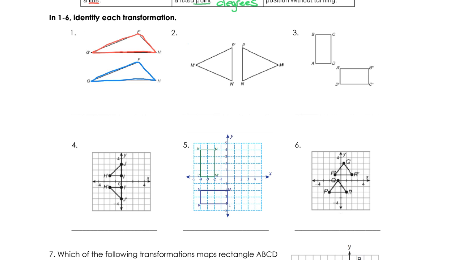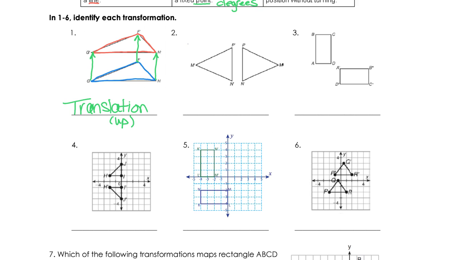And so what happened to this? Did it flip? Did it turn? Or did it just slide? And hopefully you're saying that this just slid up. So G slid up this amount, F slid up the same amount, H slid up the same amount. So this is a translation. The only thing we can be specific about is that it was a slide up, so that it went up. However, we don't know how many units it slid up. We're not on a graph, so we can't count.